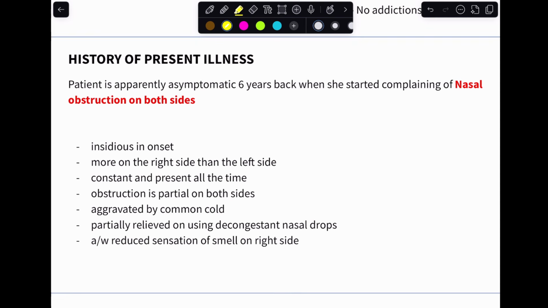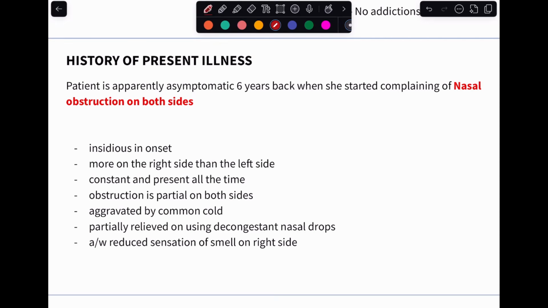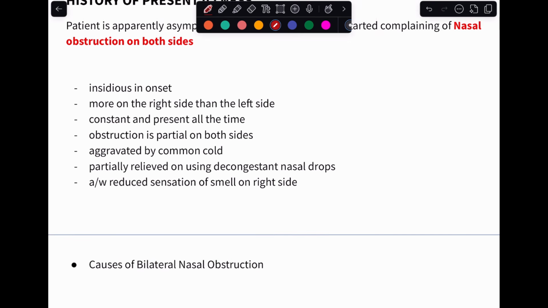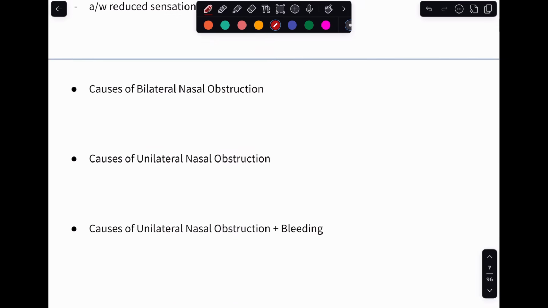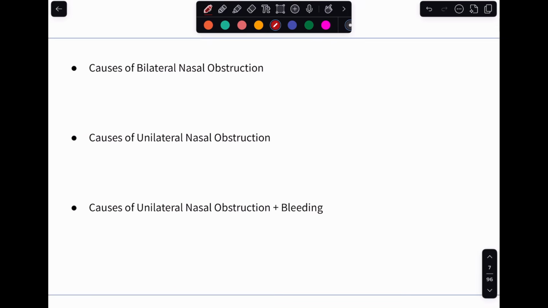Okay, so now let's get started with our first point, the chief complaint that our patient has presented with, which is nasal obstruction on both sides. Now, the question that you will be facing over here is, can you give me the differential diagnosis of bilateral nasal obstruction? What could be the possible causes in this particular patient?